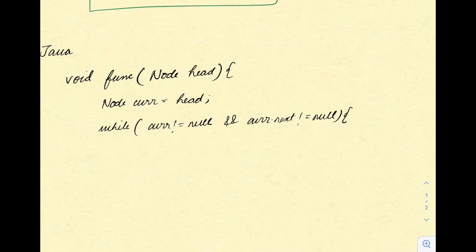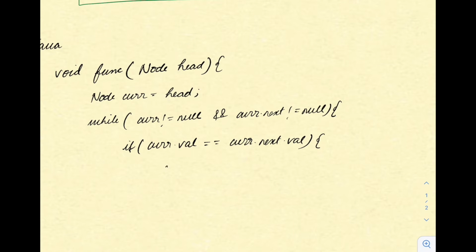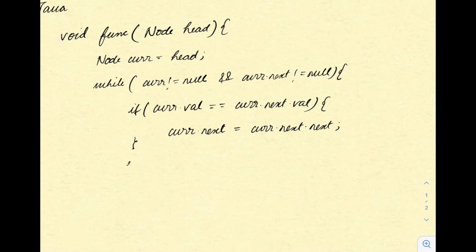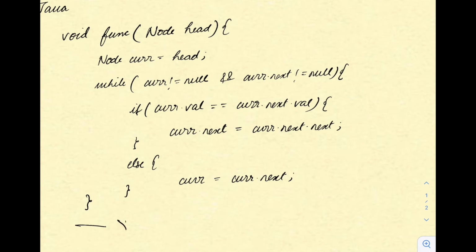Once they are true, then if current.value is equal to current.next.value, if that is the case, then we have to make current.next point to current.next.next, right? But if this is not the case, then we have to make current equal to current.next, right? That's what we have to do.